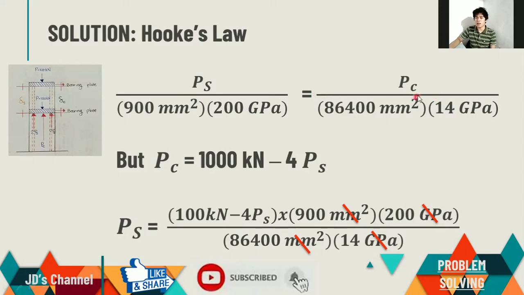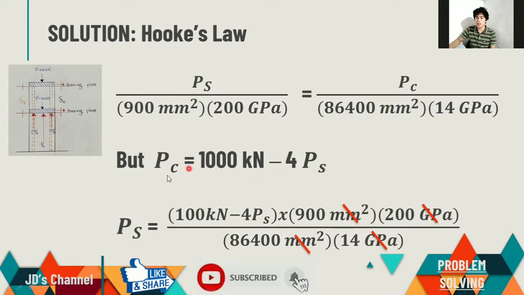And then for the concrete, we have the PC, and then yung kanyang area na nakuha natin kanina na 86,400 mm squared, and then yung kanyang modulus of elasticity na 14 GPa. Ngayon, ito kasi is PS and PC. Again, kung balikan natin class yung ating equation dun sa equilibrium, we can express this PC in terms of PS. PC is equals to 1,000 kN minus 4 times P sub S. Okay? So, yung ating equation kanina dun sa equilibrium, inilipat-lipat lang. Ngayon, pwede na natin siyang i-substitute doon.